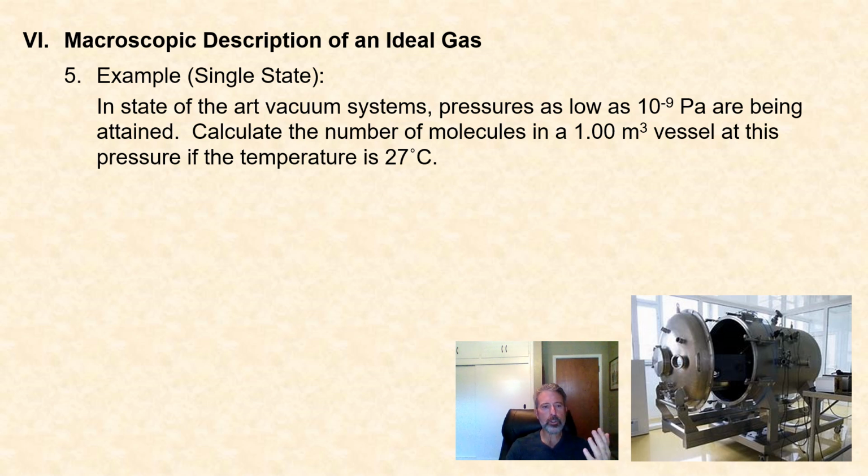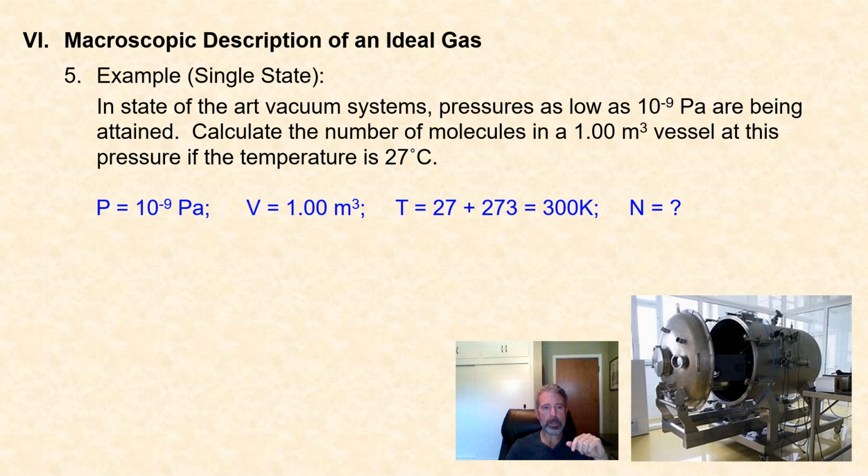So here, always start any problem by looking at those macroscopic variables and writing down what you know and what you're trying to find out. So here we've got pressure, volume, temperature, and in this case, number of particles. The pressure is given to us. We'll write that down in units of pascals. That is an MKS unit. The volume is given to us. It's a 1 cubic meter vessel. That also is in MKS units.